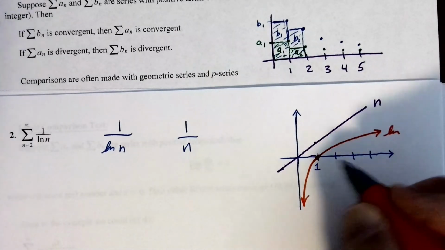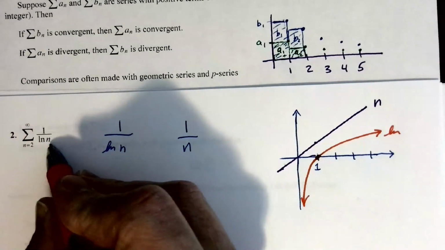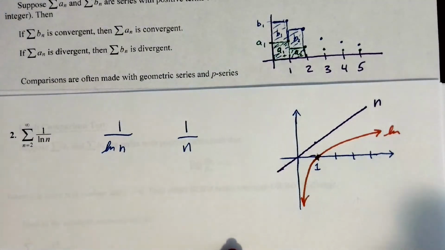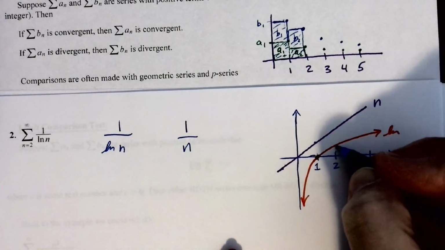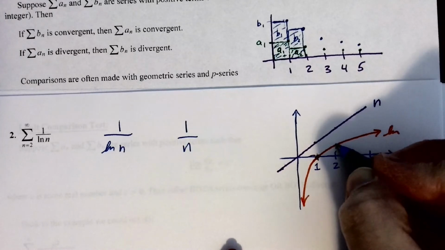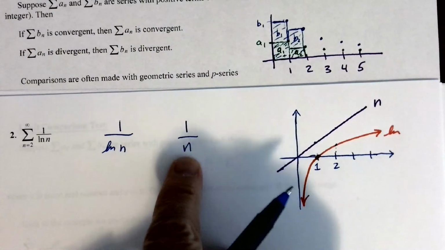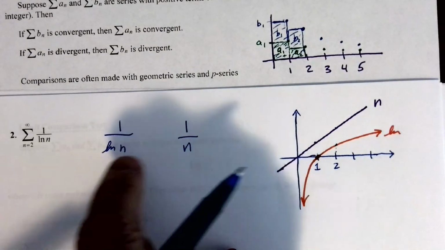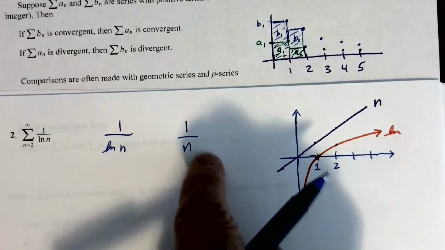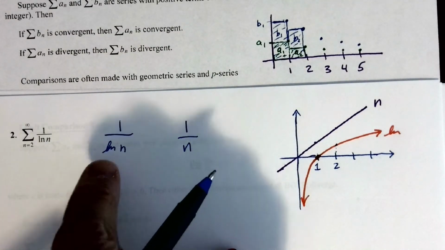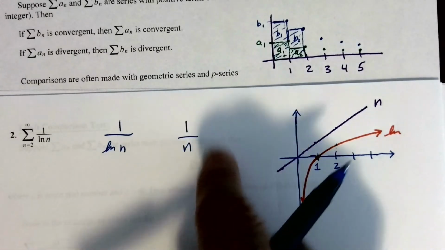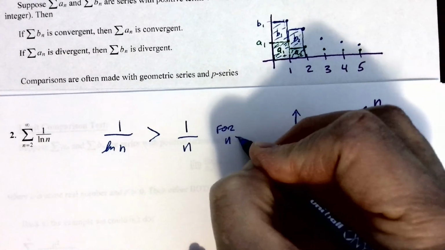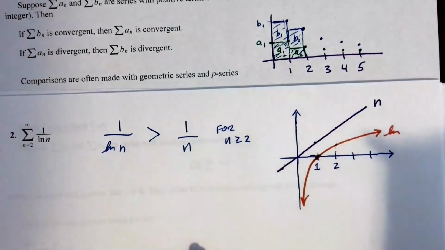So notice our series, we're starting at 2, of course, because the natural log of 1 is 0. We've got a problem there. So we're starting at 2, and so for values of n 2 or greater, we can clearly see that n is bigger than natural log of n. So if n is bigger than natural log of n, then this fraction on the right is smaller than this one. Or saying it another way, this fraction on the left is bigger than this one for n greater than or equal to 2.